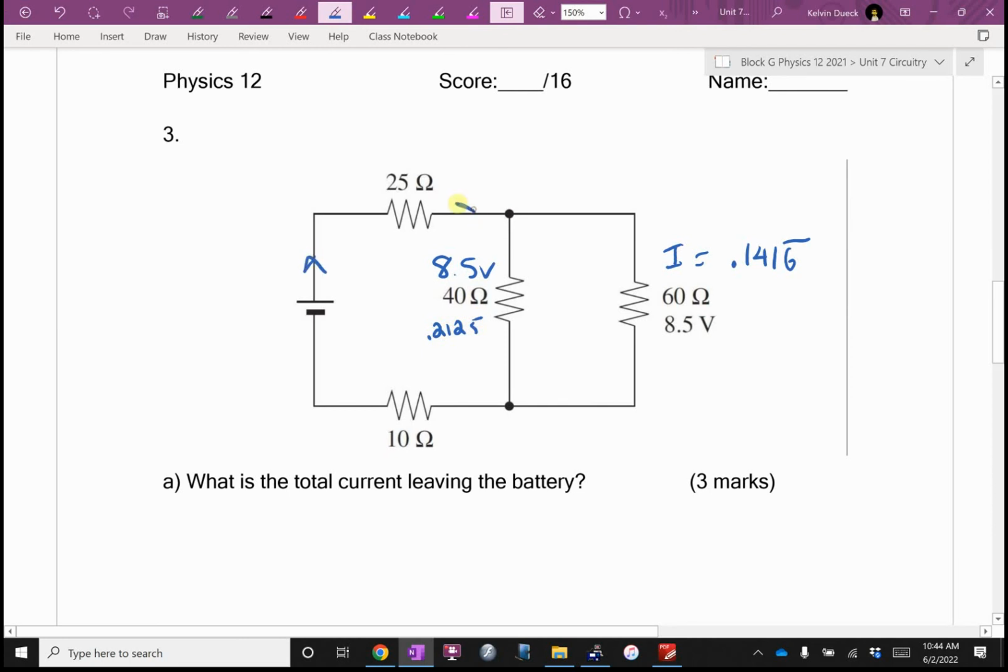I should have labeled downhill. I got too excited. I like solving circuits. Oh, and put units on there, Mr. Duick, so that you know what the heck you found. I should probably even call that I equals.